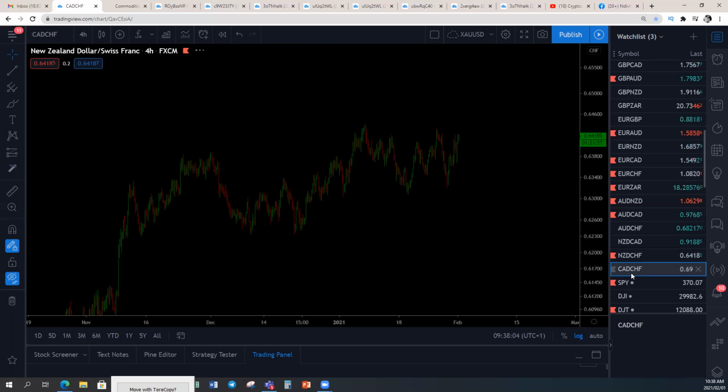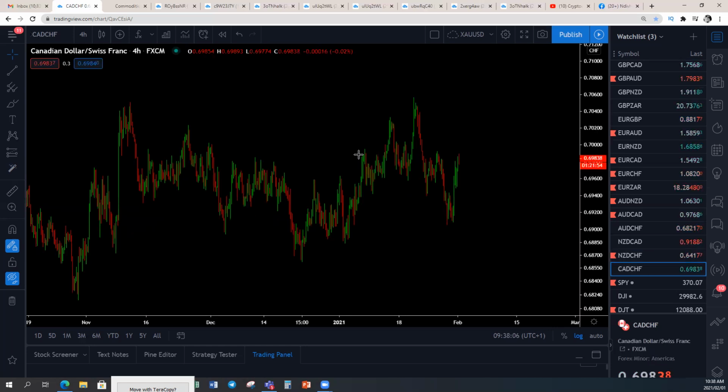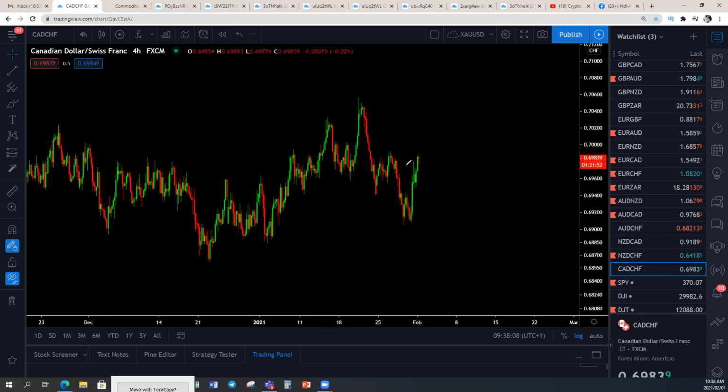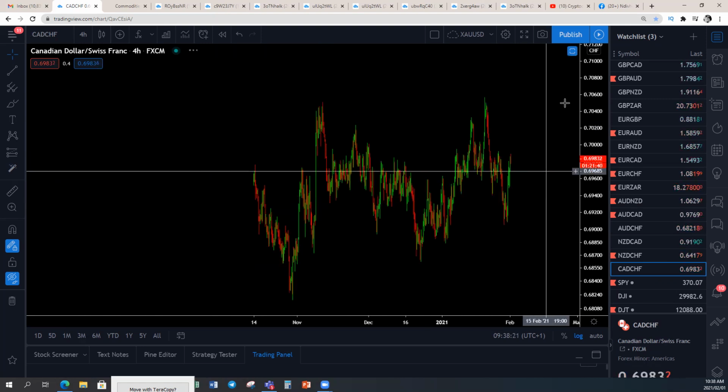CAD Chief. CAD Chief, we had a sell setup here last week. Sold this pair here. Made 3 waves to the downside and now has resumed the move to the upside. A continuation pattern here. We're going to see this resume higher. Okay, so that is CAD Chief.